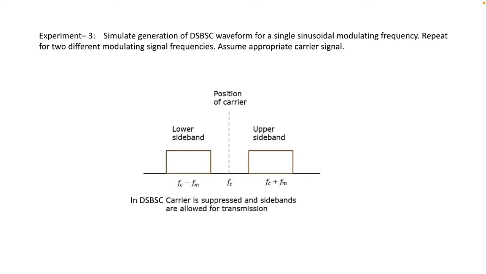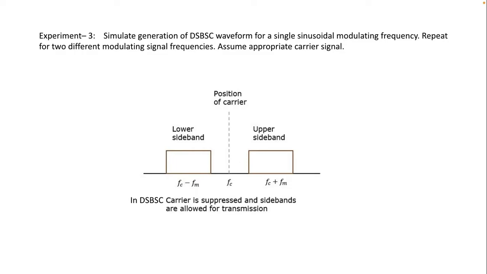Today, we'll do the experiment to simulate generation of double sideband suppressed carrier waveform for a single sinusoidal modulating frequency. We will repeat this for two different modulating frequencies, having an appropriate carrier signal.